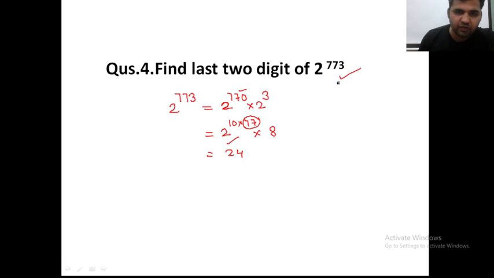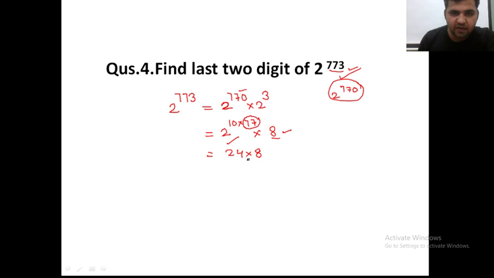But I'm not supposed to find out the last two digits of 2 power 770. In that case, the answer is right, 24. What I'm supposed to find out is the last two digits of 2 power 773. You cannot ignore this 8. This 8 is yet to be multiplied with 24. So, right, 92 is the right answer.